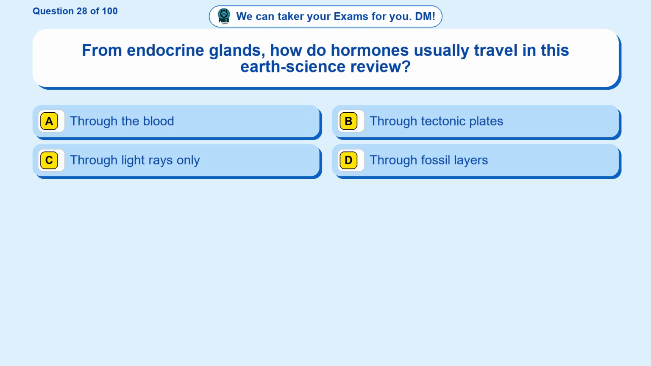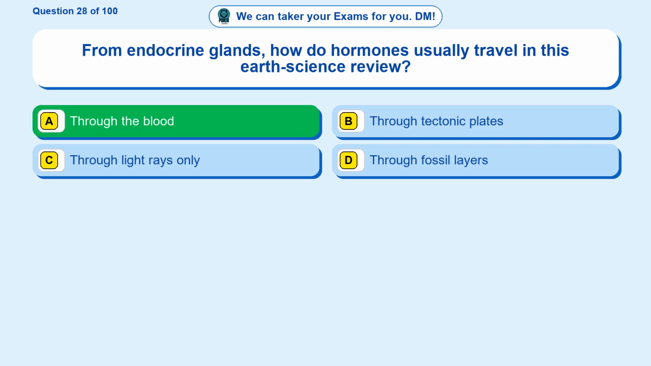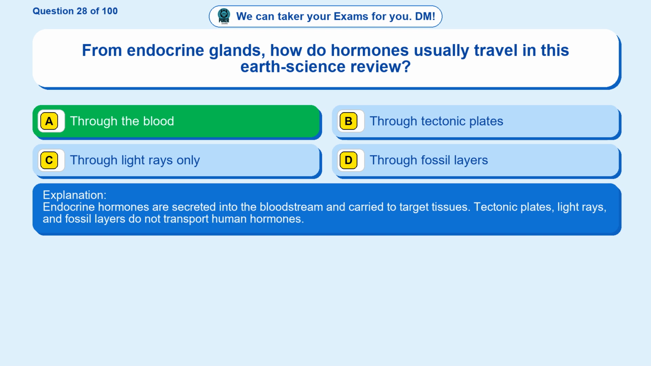Question 28. From endocrine glands, how do hormones usually travel in this Earth Science Review? Option A. Through the blood. Option B. Through tectonic plates. Option C. Through light rays only. Option D. Through fossil layers. The correct answer is option A. Through the blood. Endocrine hormones are secreted into the bloodstream and carried to target tissues. Tectonic plates, light rays, and fossil layers do not transport human hormones.